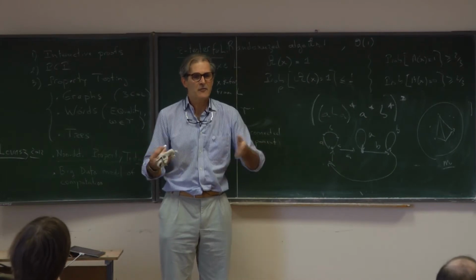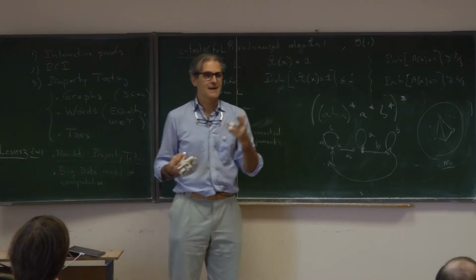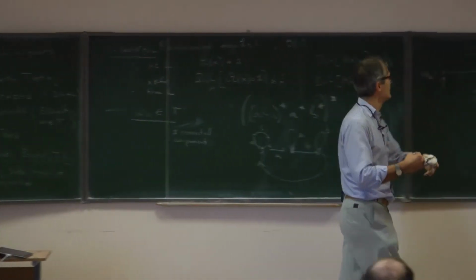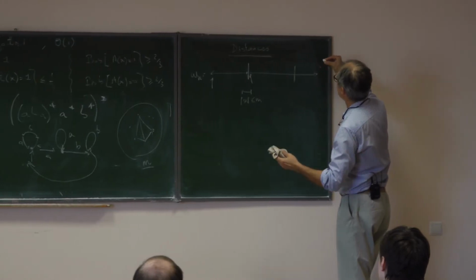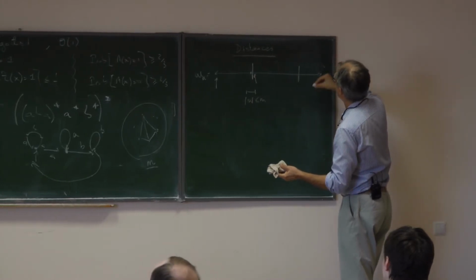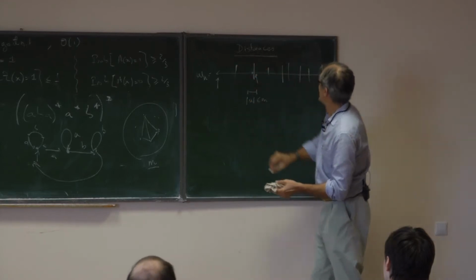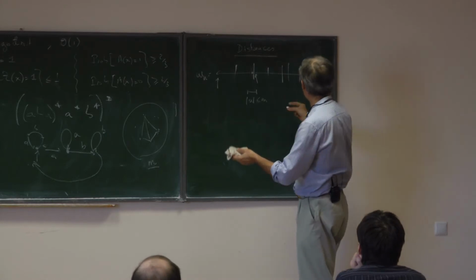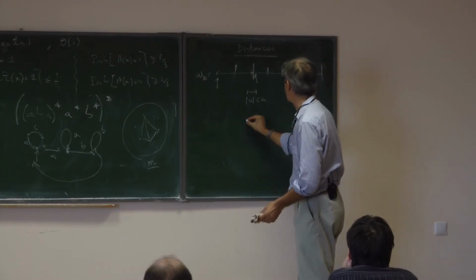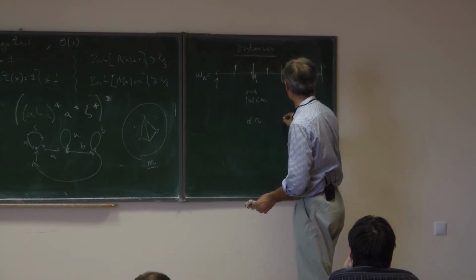Therefore, if you are far, it means you have many cuts. That's the key. If you are far, you have many cuts. You imagine you have many cuts. Many means a proportion of n. So many cuts means say alpha n number of cuts.